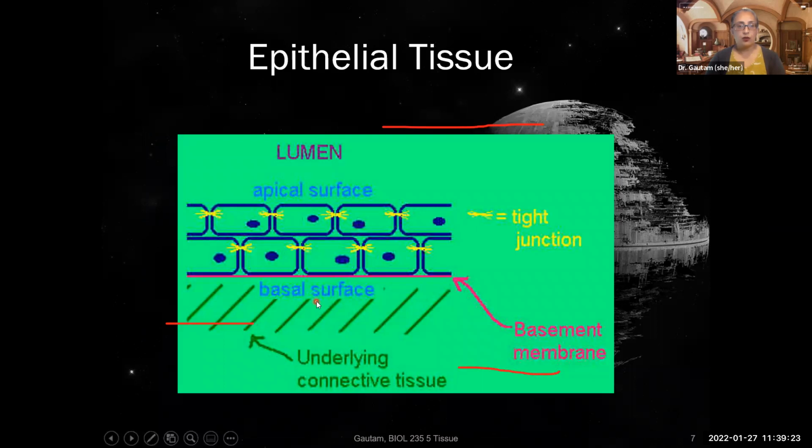Okay, so here are some pictures and diagrams to help, right? So these are our epithelial cells. Notice how they're tightly held together via these tight junctions. And this is the apical surface. Here's the lumen, which is the opening in whatever cavity this is lining. And this is the basement membrane, right here. And the basal surface would be on this end here. So the pink line there would be the basement membrane, and this end of the cells would be the basal surface. And this is just underlying connective tissue that they're showing.